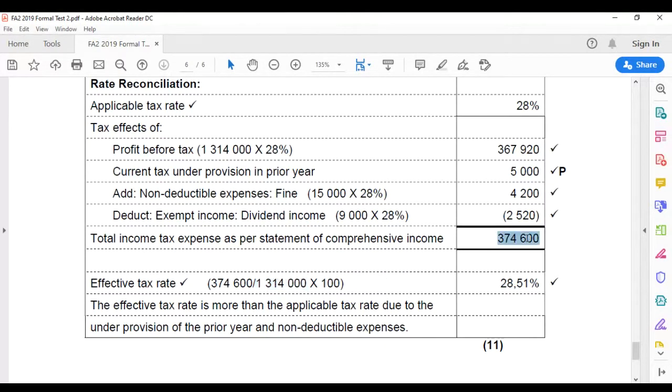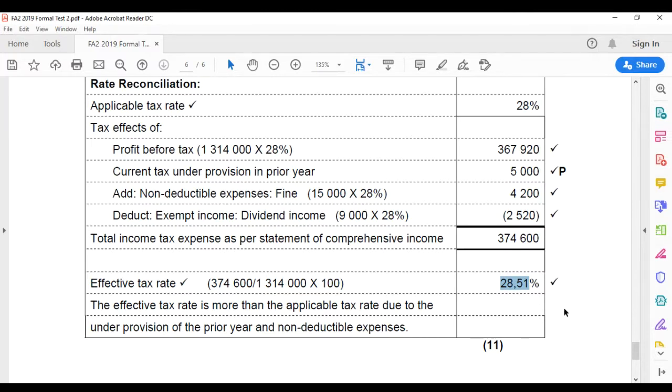So we take the actual income tax expense less the profit before tax. In other words, the two amounts that are one just below the other on the face of our statement of comprehensive income. We convert it to a percentage and we see that even though the applicable tax rate is 28%, effectively this company paid tax on this year's profit before tax a little bit more than 28%.